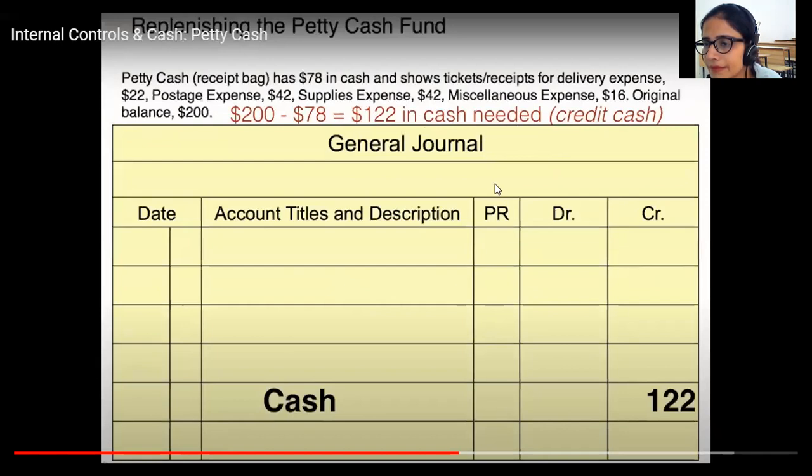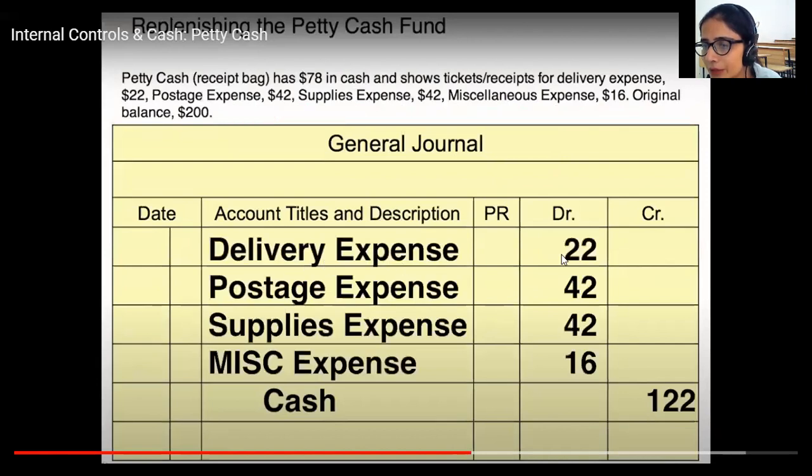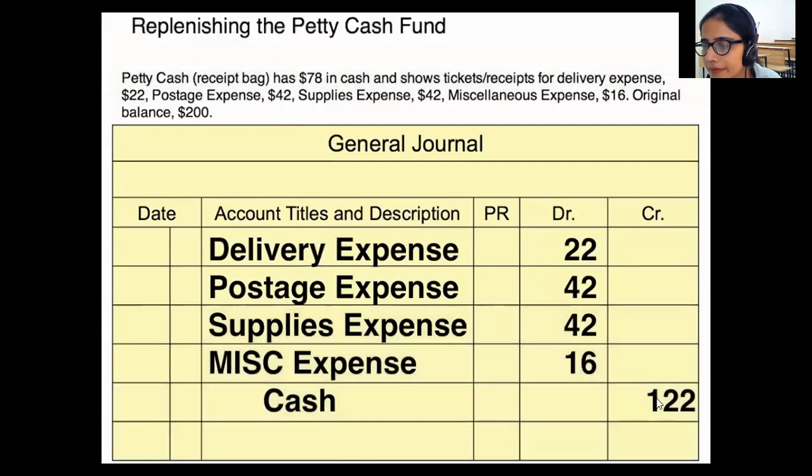Now I'm just going to list all those expenses and record them in my books: delivery expense, postage, supplies, and miscellaneous. In this case, we're happy because they actually all add up to $122, so everything seems to be fine. But what I want you to note here is there is no entry in this journal entry made to petty cash. The only time you will see a journal entry made to petty cash is when you create it or if you ever change the balance that's in it. We credit cash. We do not credit petty cash. Okay, so keep that in mind.